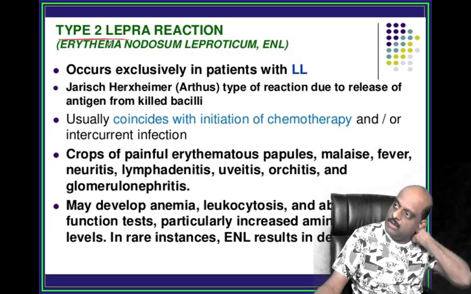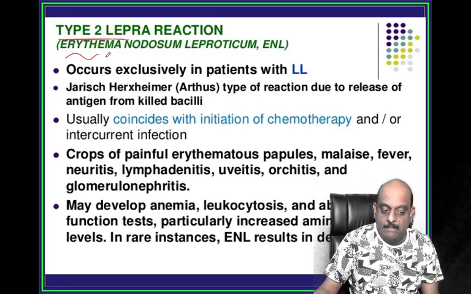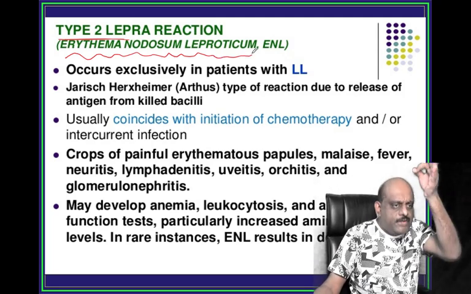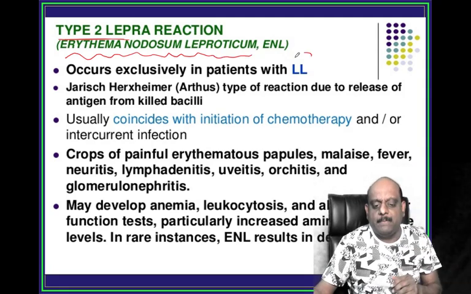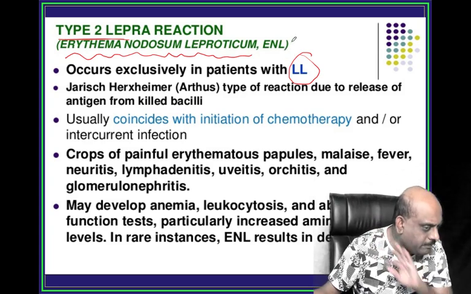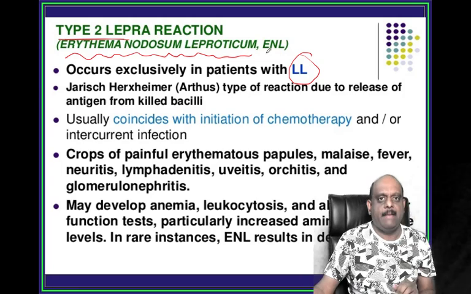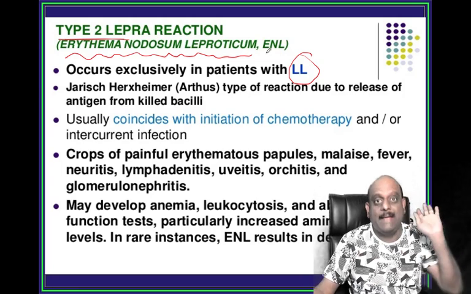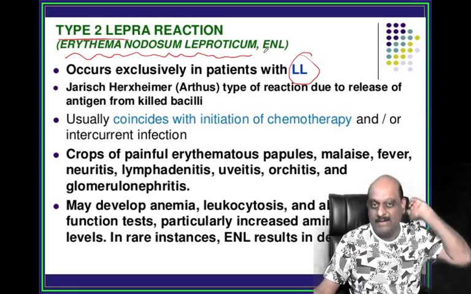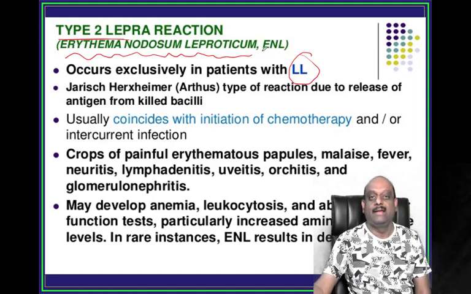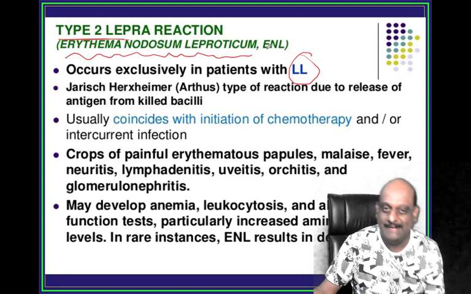Then type 2. What is type 2 lepra reaction called, doctor? Erythema nodosum leprosum. It occurs exclusively in lepromatous leprosy, not in borderline, TT type, BL type or BT type, nowhere else, only in LL type. Why does it happen?